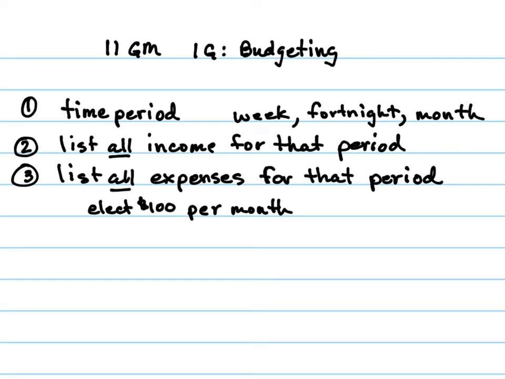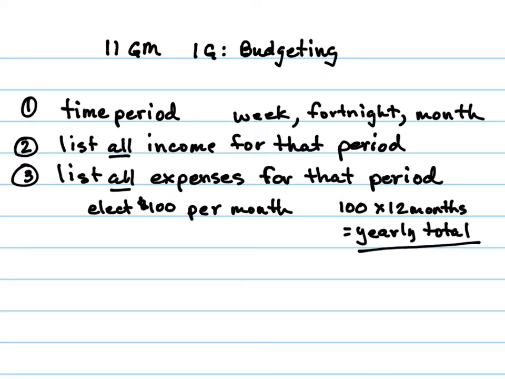So what we know is that we could just take $100 times 12 months to get the yearly total. And then we would simply divide that by 26 fortnights to get us how much it would be per fortnight. Or if you were doing weekly, you could do it divided by 52, etc.